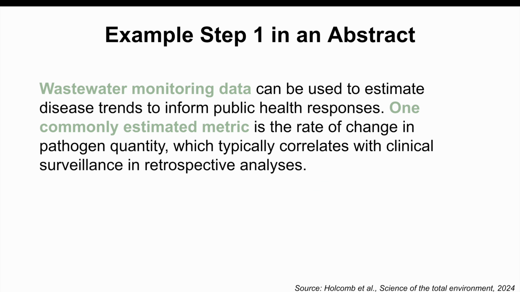This example abstract opens with stating the general topic of the research in the first sentence, wastewater monitoring data. The second sentence summarizes at a high level something that is currently known in the field. One tip for being clear at the beginning of your abstract is to make the topic of your research the grammatical subject of the opening sentence. This ensures readers know what your work is about as quickly as possible.